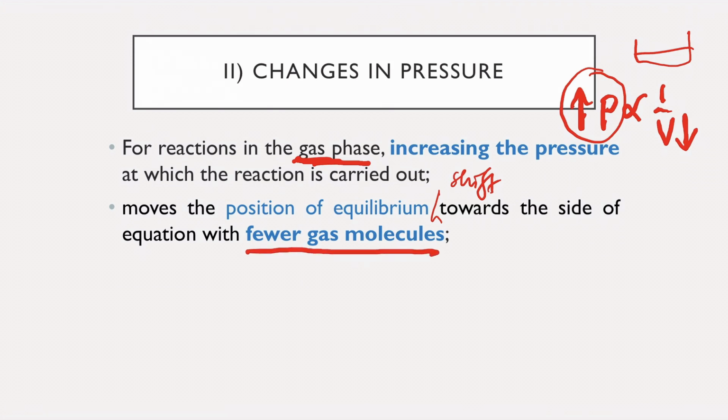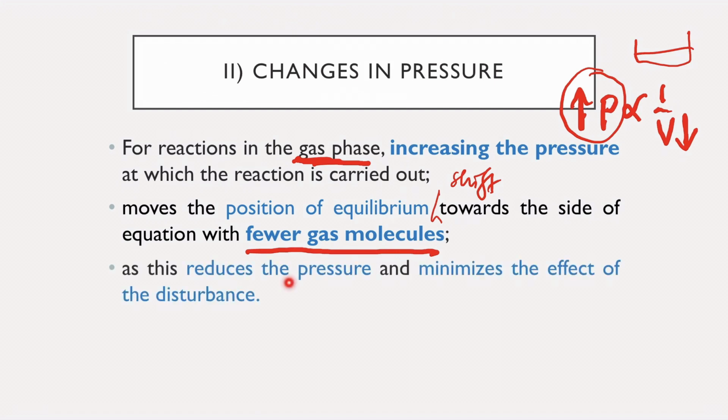Okay. Why? Why do you want to make a fewer number of particles, fewer gas molecules? Why do you want to do that? Because that will reduce the pressure. So when you reduce pressure, that means you are minimizing the disturbance. Because your disturbance is increasing pressure, right? So you want to reduce the pressure. How? By shifting towards the side with fewer gas molecules. So you will make a lesser number of particles.